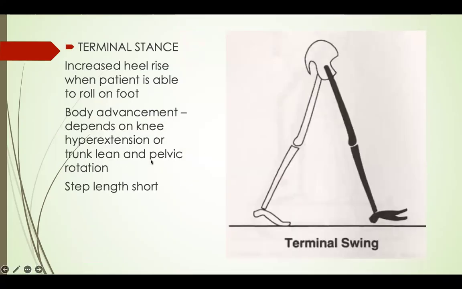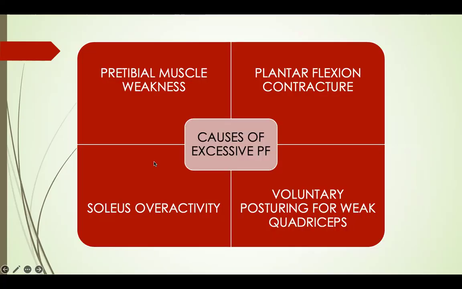During terminal stance, there is increased heel rise. Normally there is a heel rise, but the foot is in plantar flexion, so there will be increased heel rise when the patient is able to roll on the foot. Body advancement depends on knee hyperextension or trunk lean and pelvic rotation. Step length will be shortened. Causes of excessive plantar flexion at the foot will be pretibial muscle weakness, plantar flexion contracture, soleus overactivity, or voluntary posturing for weak quadriceps.